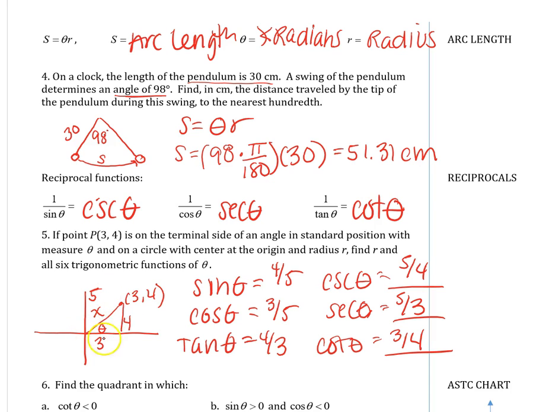Now, if I took this triangle and moved it to another location, then you just have to make sure that it makes sense in what quadrant you're in. So, for example, if I took this triangle and, say, moved it here, then using my ASTC chart, I would only have tangent and cotangent be positive. Everything else would be negative. So just be aware.